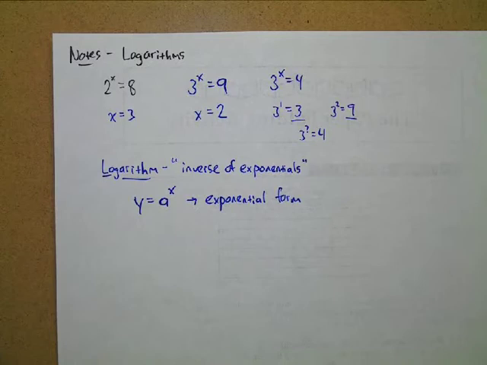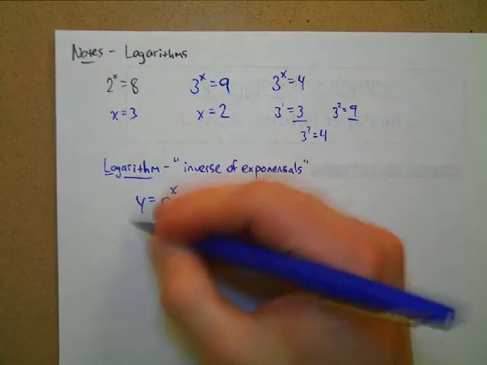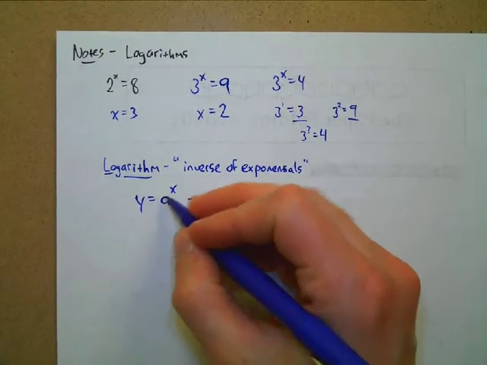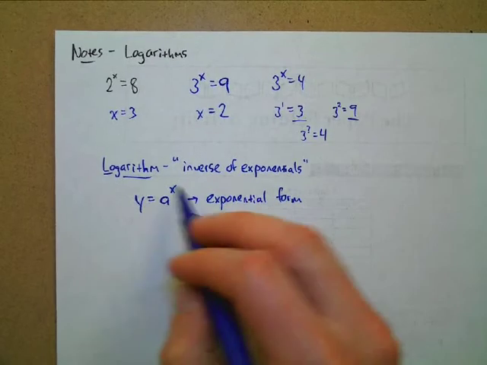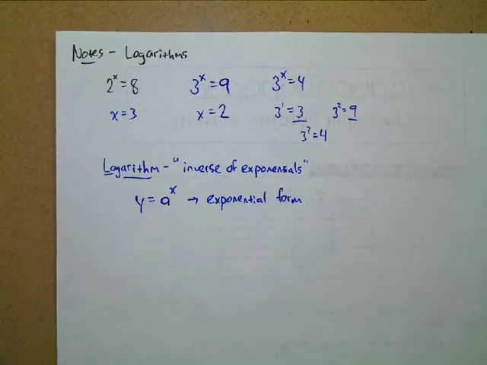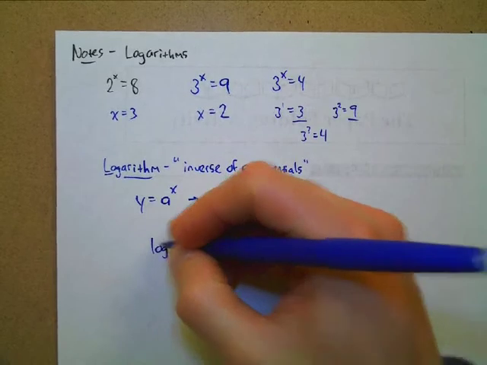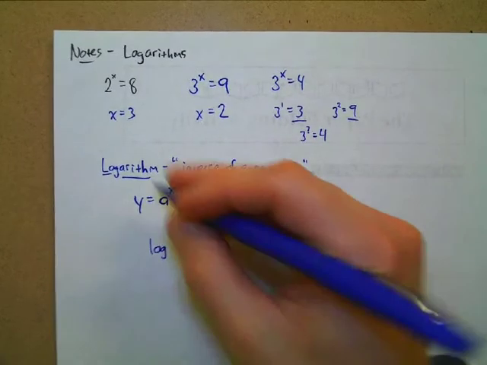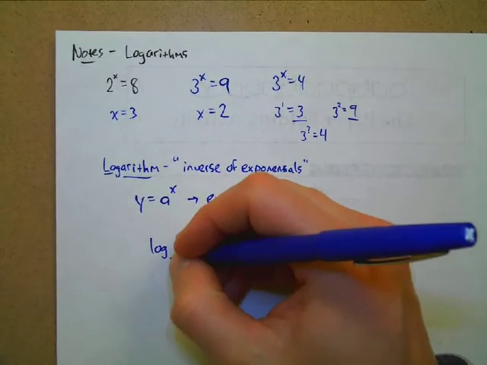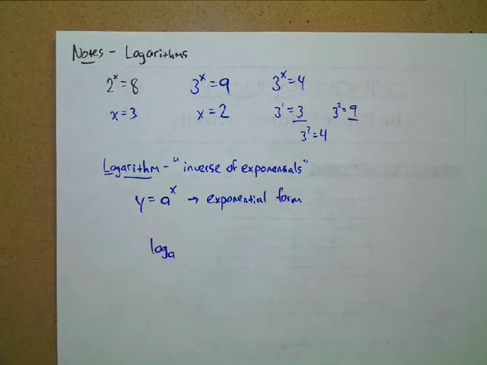It turns out that this exponential form has an equivalent form in logarithms. To rewrite this in logarithmic form, we take the base of our exponent here. What is the base of this exponential equation? It's base a. So we're going to write log, short for logarithm. Log base a, so that a is like a subscript.